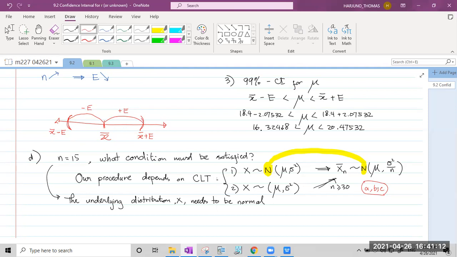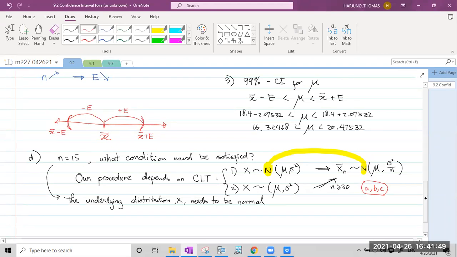Okay, so to answer part D, what condition must be satisfied? The answer: the underlying distribution needs to be normal. That's because our procedure depends on the central limit theorem. For us to be able to estimate mu using the sample mean, we need the underlying distribution to be normal or the sample size to be at least 30.